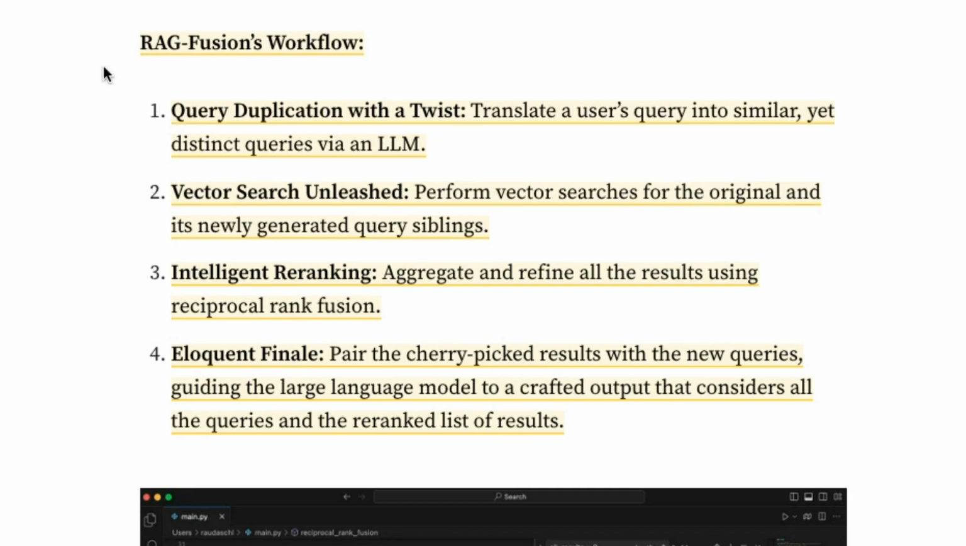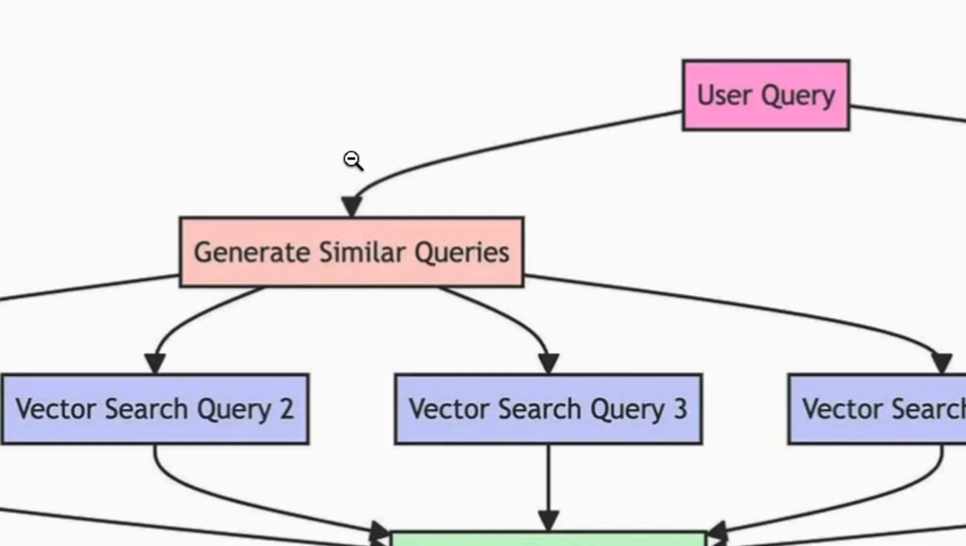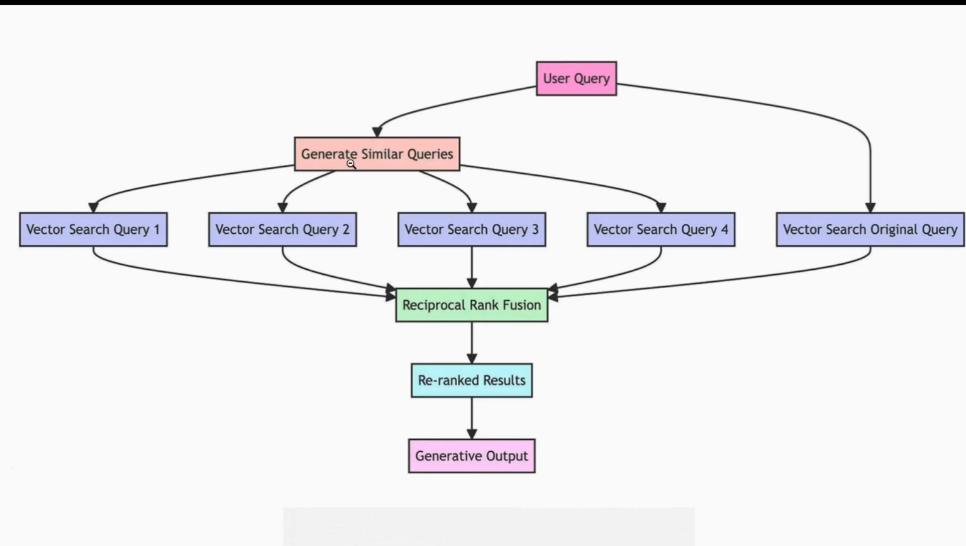First off, it's going to do query duplication with a twist. Basically it's going to rewrite the one query from the user into multiple queries, and they're going to send each of those for a vector search lookup. So the user puts in their query, it generates multiple similar queries, and each of these queries has its own vector search to bring back different things. In this case, you can see that the one query is being turned into 5 different queries, and each of those will bring back different results.